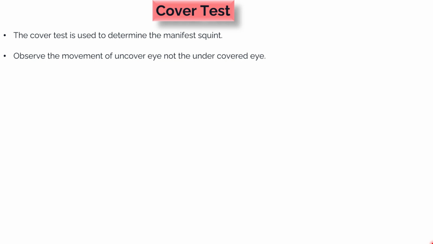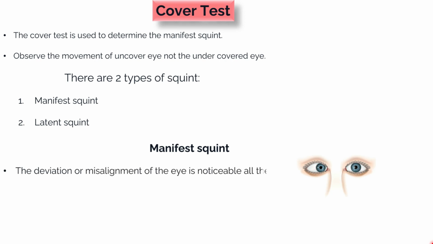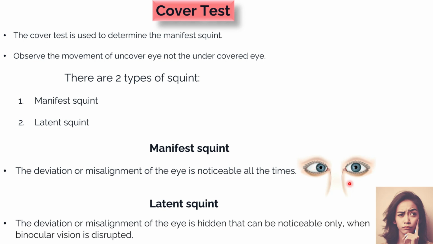There are two types of squint. One is manifest squint and another is latent squint. As we know, in manifest squint, the deviation or misalignment of the eye is noticeable all the time, while in latent squint, the deviation or misalignment of the eye is hidden. That can be noticeable only when binocular vision is disrupted.